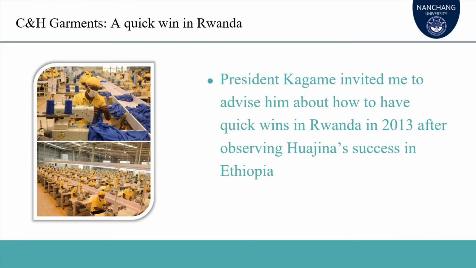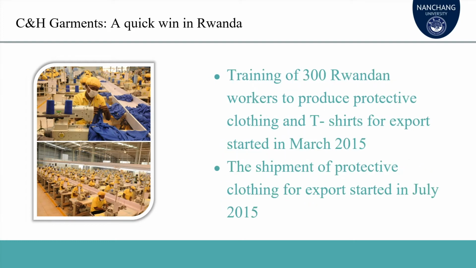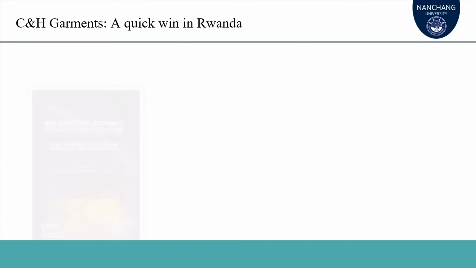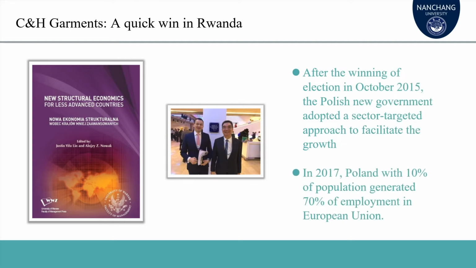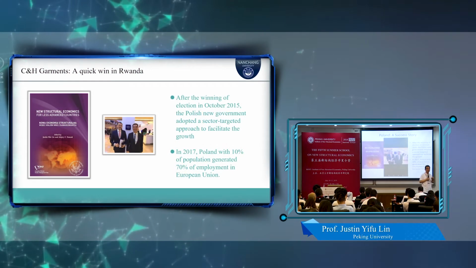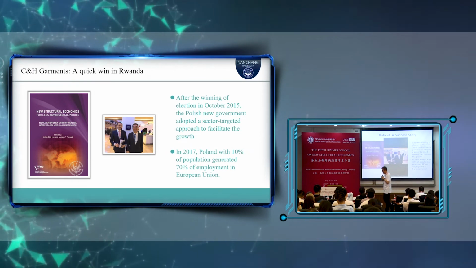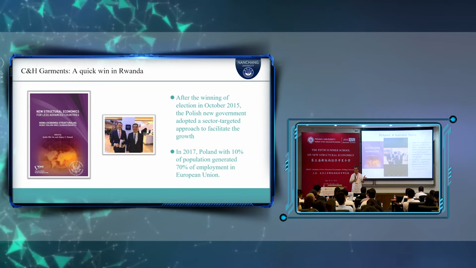Then we can also do this in Rwanda. After I told this success story, the Rwandan government did the same thing and achieved similar success. I'd also like to mention Poland. Poland was the first Eastern European country to transition from a socialist planned economy to a market economy, and certainly they were heavily influenced by the Washington Consensus.